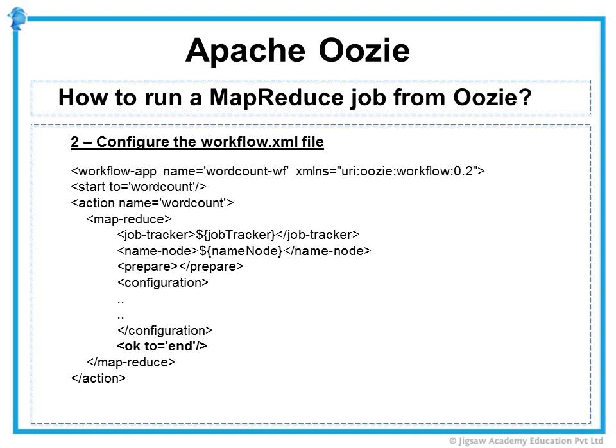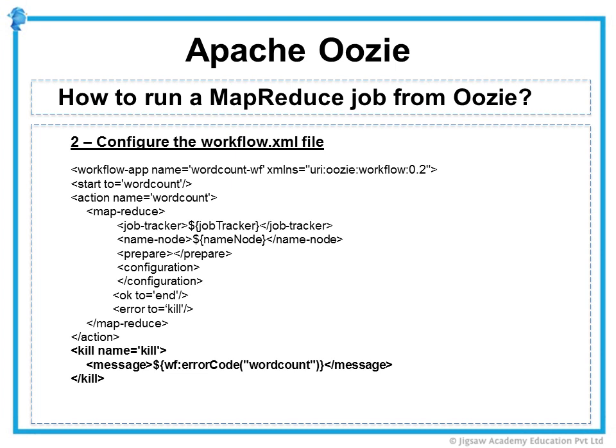And if there is an error, you can tell it to go to the kill node, and for the kill node you can set any error message. So in our example, we have set it to indicate a message from the word count action node. Okay. Finally, we can configure the end node itself, and after the end, you basically end the workflow, right? So this is how you configure and define a workflow XML file.